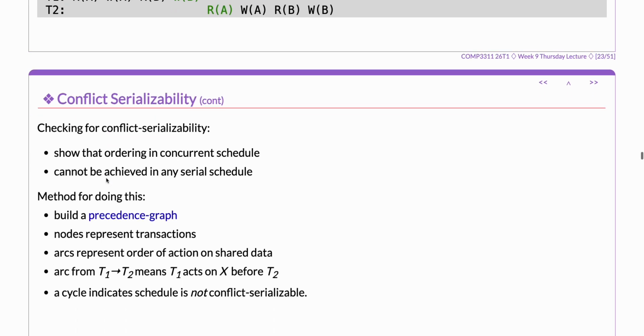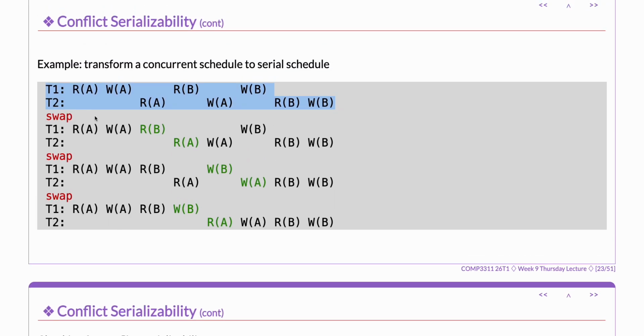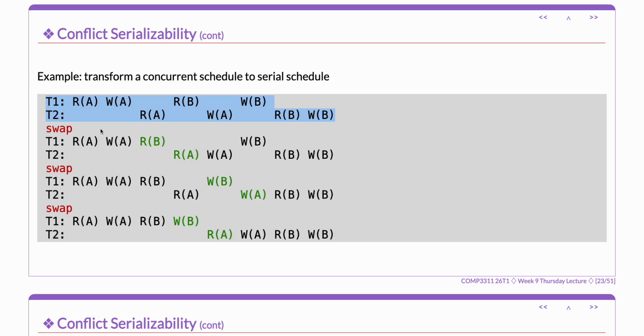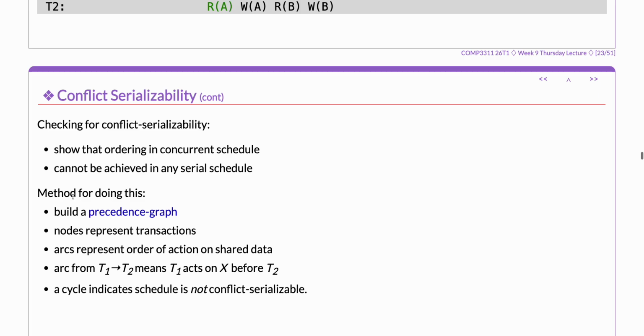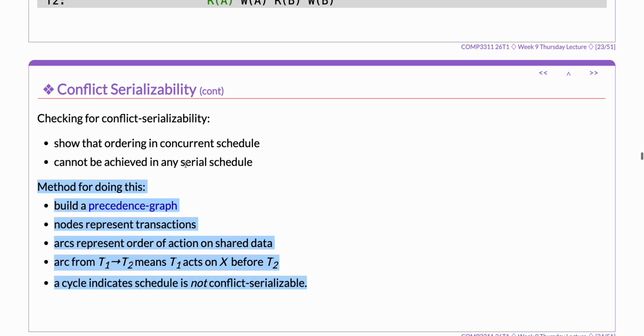So this is the strictest test. And a lot of times we don't want to play the game of swapping these operations because it will be super slow. What we end up doing is that we build a precedence graph and then see whether there is a cycle in the precedence graph. If there is a cycle in the precedence graph, it means that there is a circular dependency of the transactions, and then we cannot really swap the non-conflicting operations into a serial schedule. So this is the actual test for conflict serializability.